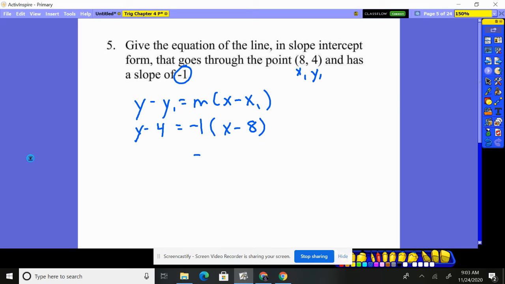I distribute the negative 1 through, which gives me what? Opposite of x plus an 8. We have y minus 4 here. I now add 4, add 4. So basically move the 4 over, and I'm done, because it wants it in slope-intercept form. We're in slope-intercept form. Y equals the opposite of x plus 12. It has a slope of negative 1, crosses the y-intercept at 12. Doesn't get any easier than that.